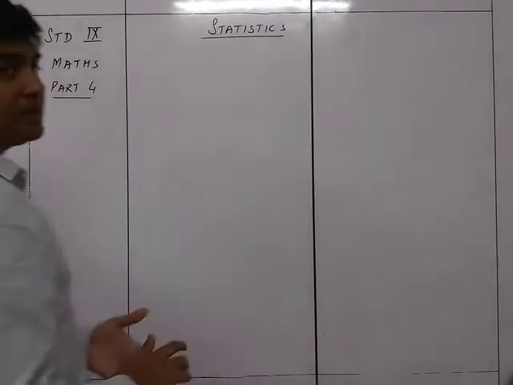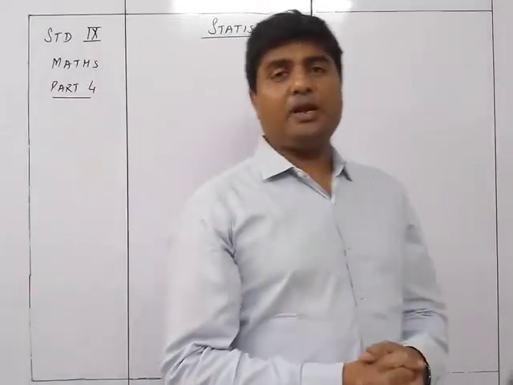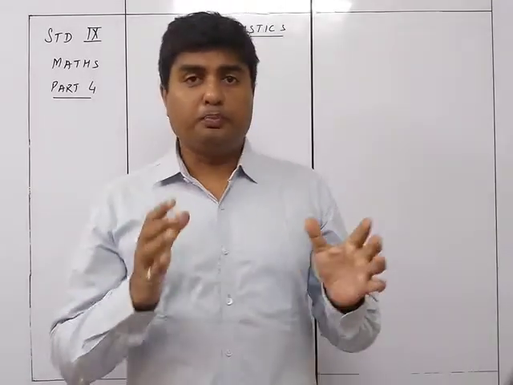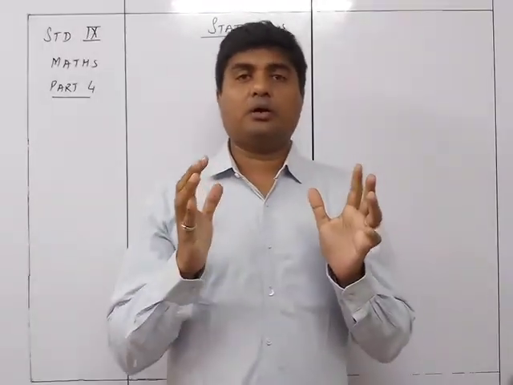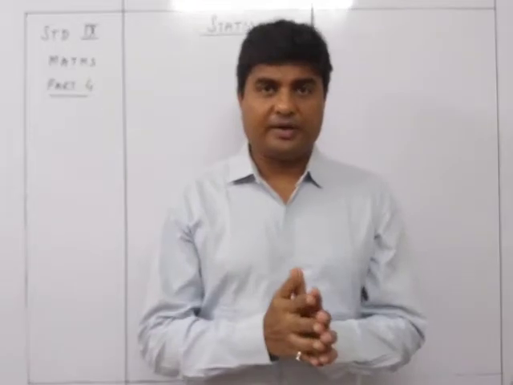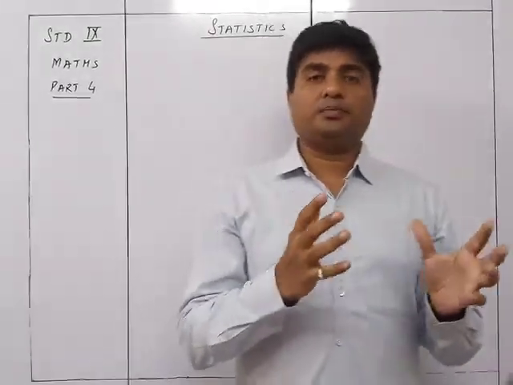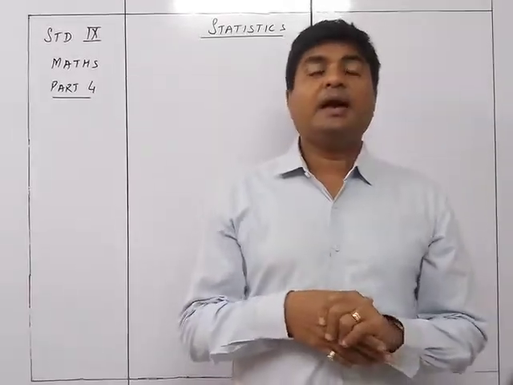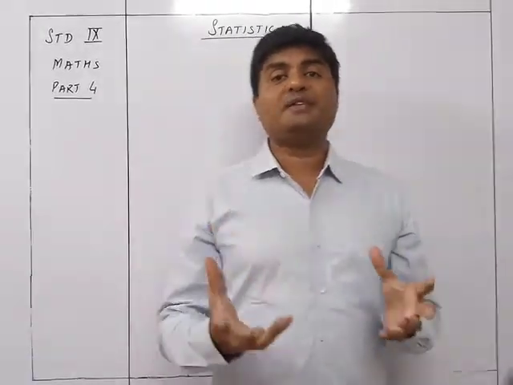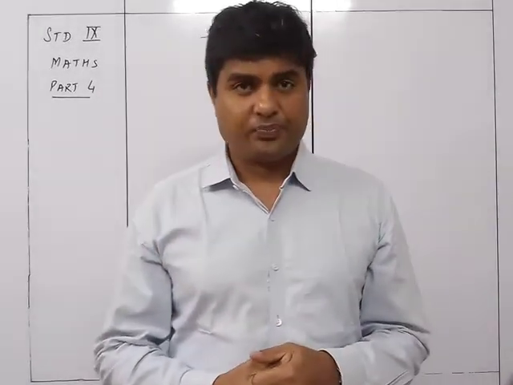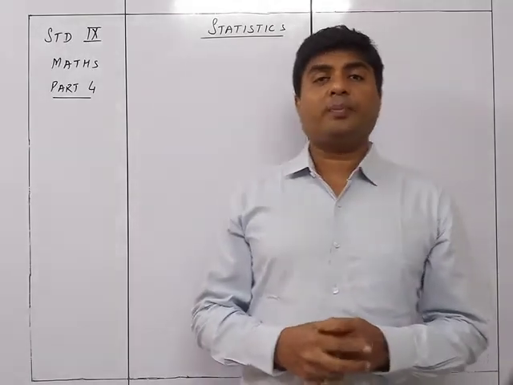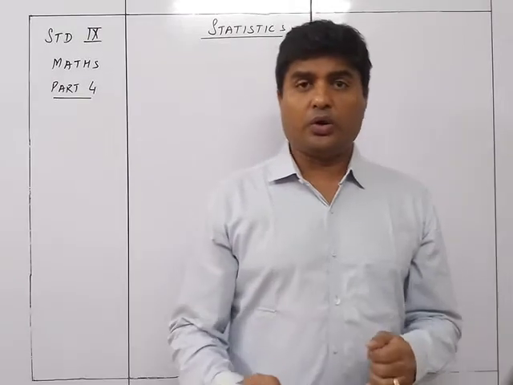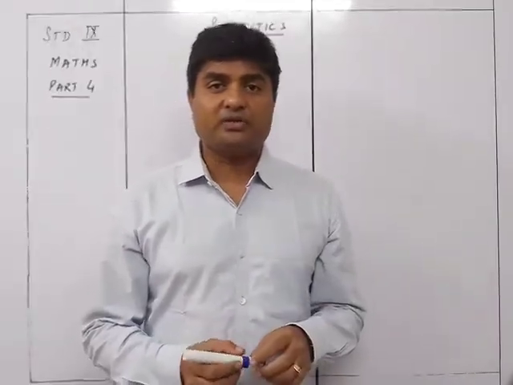So we continue with our chapter statistics. Up till now we had studied the ways of making group data, a tabulation of the data. That means we made the class interval, tally marks and then frequency. Now we are going to see how you represent this data in a graph. In this chapter, you are going to learn three different kinds of graphs.